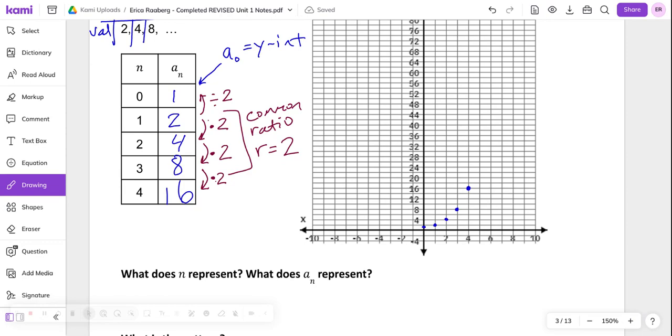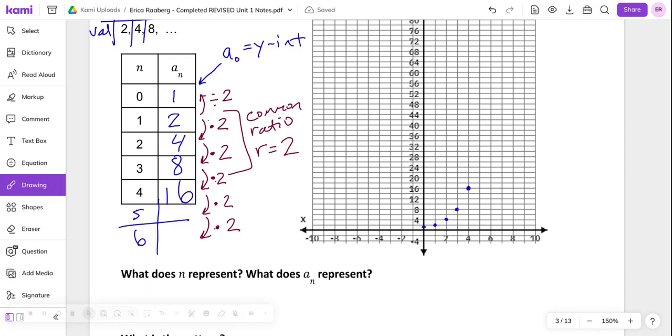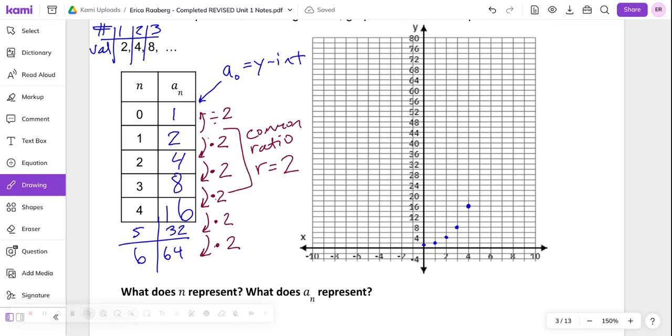I can then find the next term. If I want the 5th term or the 6th term, I can continue that pattern of multiplying by 2. And my graph goes up pretty high, so I should be able to do this a couple more times here. So 16 times 2 is 32, and 32 times 2 is 64. So let's put those points on the graph as well. So my 5th term is at 32, so I should have a point here. And my 6th term is up at 64.